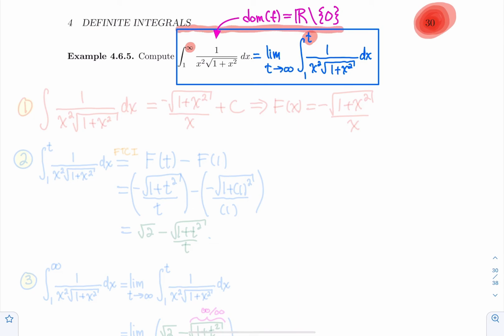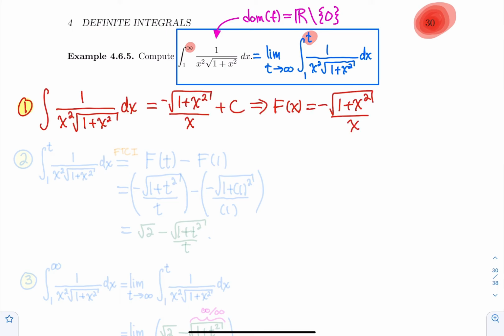So that's the proper definition for this improper integral. First step, which is not an easy step in this question, is to compute the indefinite integral of 1 over x squared square root of 1 plus x squared. Actually, here you will need trigonometric substitution to find the family of antiderivatives and then to define your primitive that you're going to use in this question. So here we go.